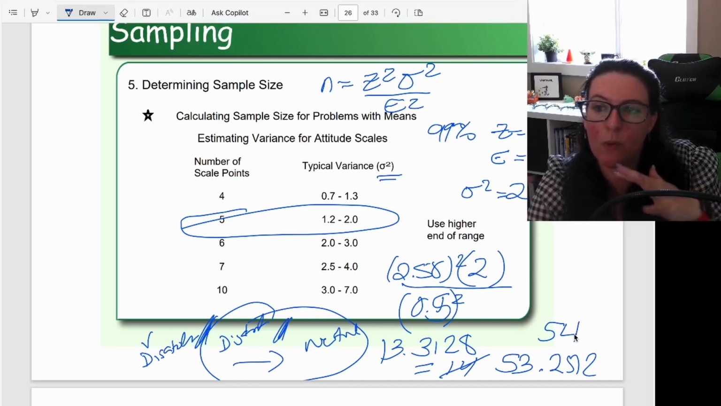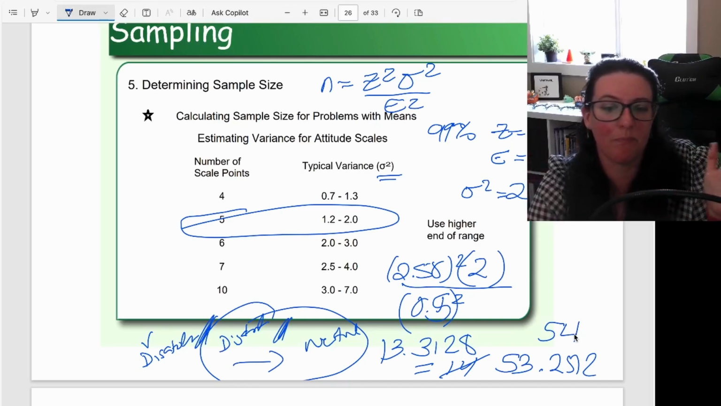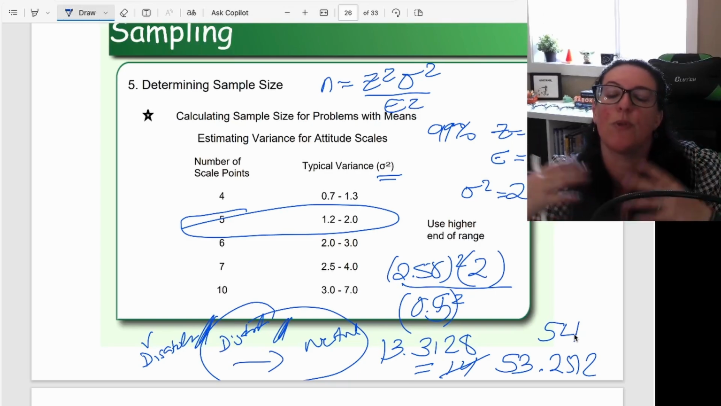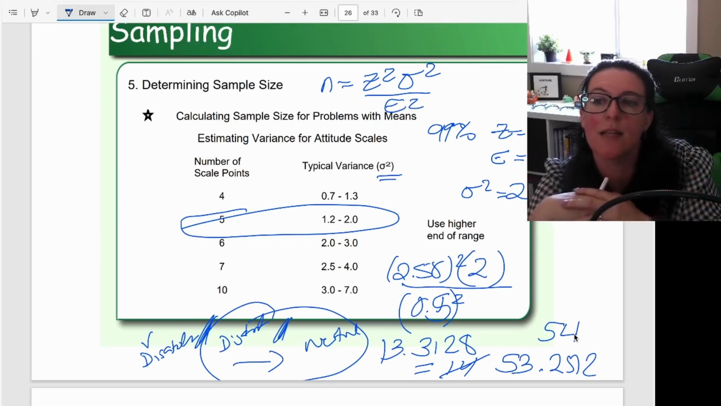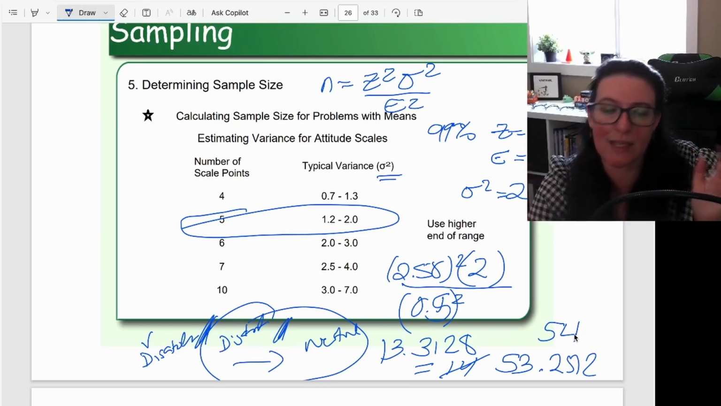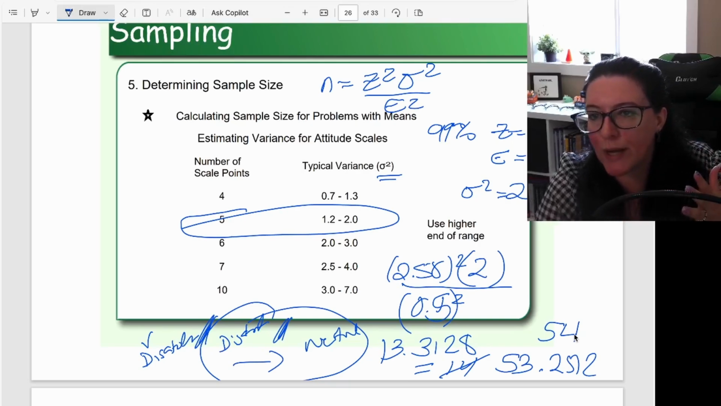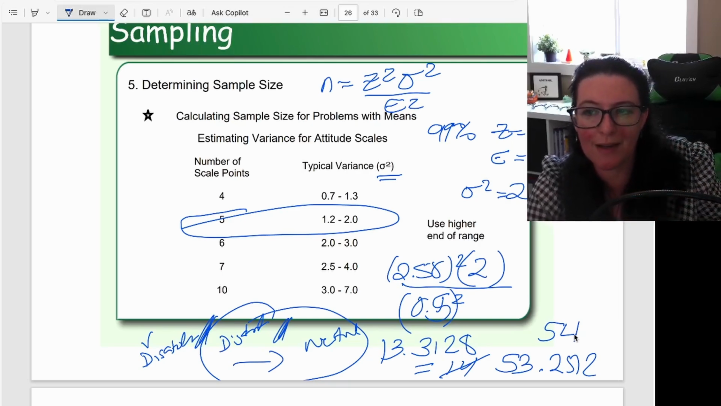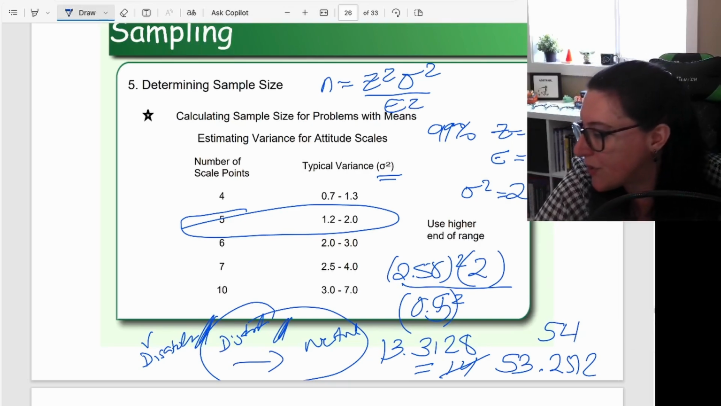So if the survey was only attitude scales, maybe it had a couple more questions that were more dichotomous, yes, no, so those would require a smaller sample size, then we would need at least 54. So we go with whatever question is the most complex in our particular survey.